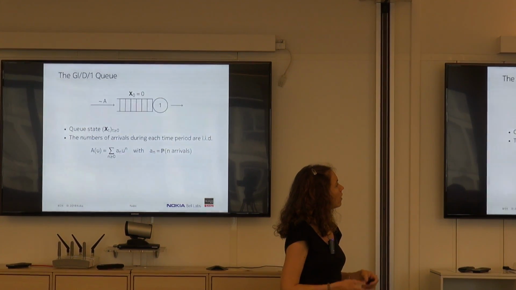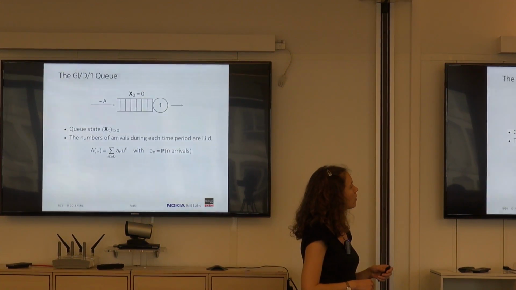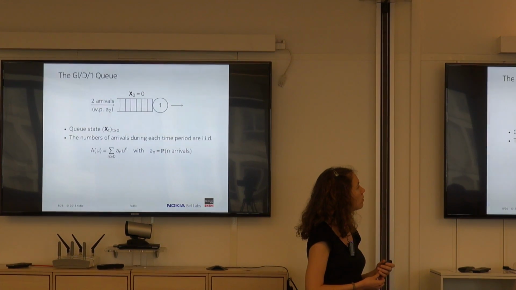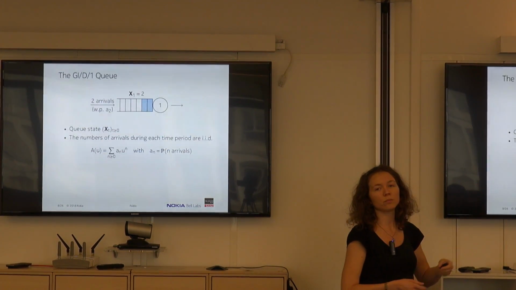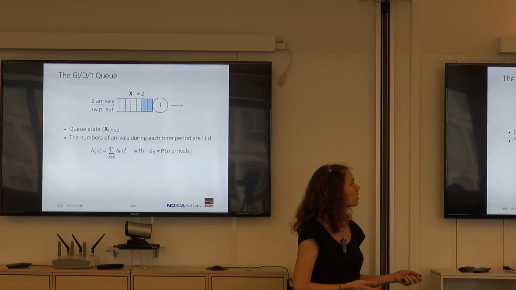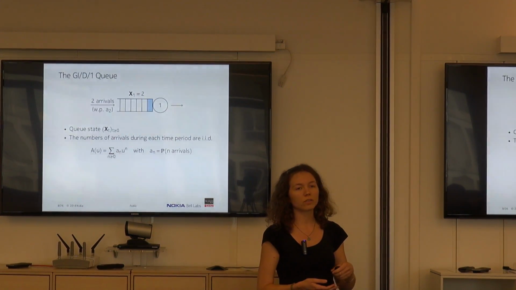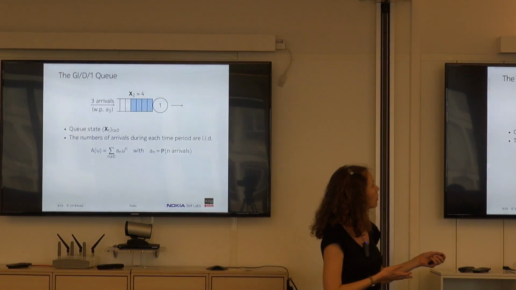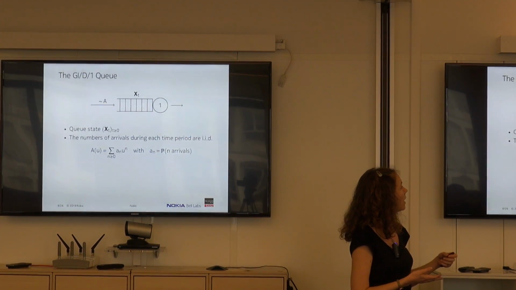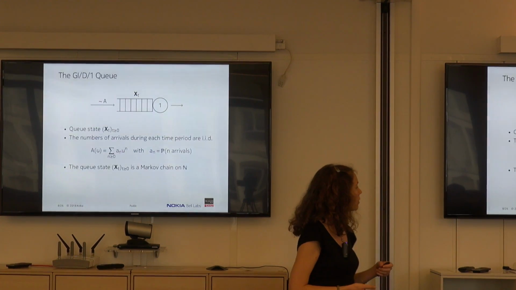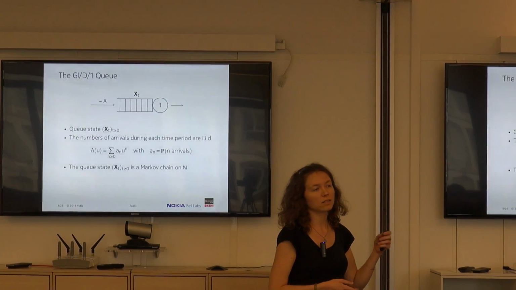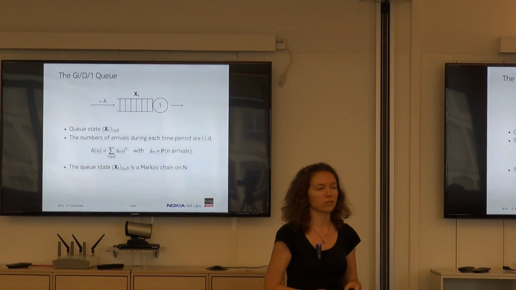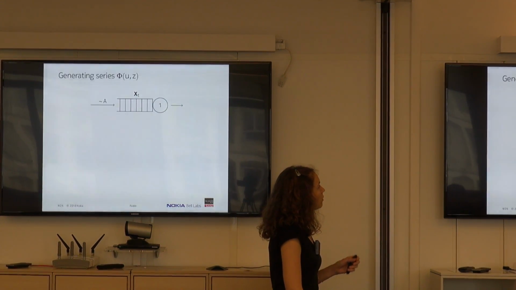So quickly, I said we start with x_0 equals 0. Then if we have 2 arrivals, which happens with probability a_2, then we have 2 customers in the queue. During this time slot, the server will process 1 customer. Then if you have 3 arrivals, you will have 4 customers in total in the queue, and so on and so on. And so this queue state x_t is a Markov chain on the set of the integers. Okay, so that was for the definition of the queue.